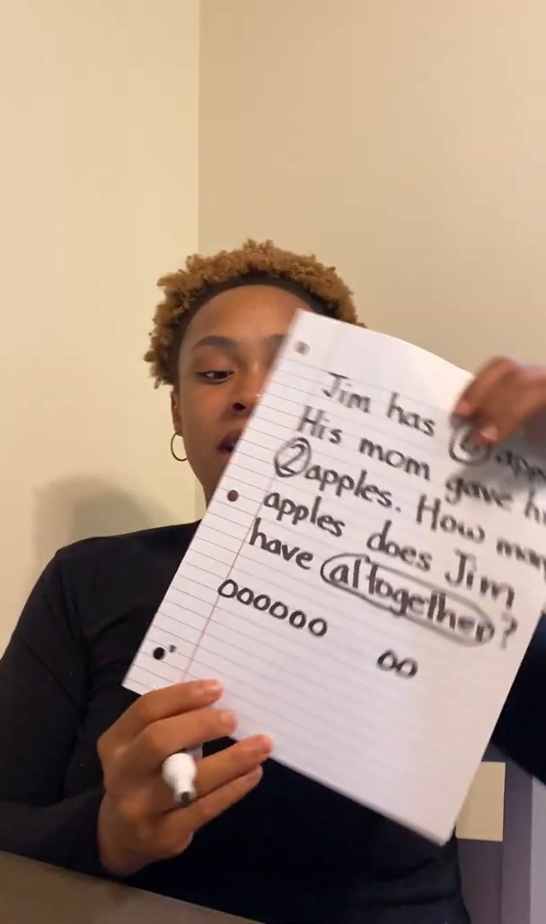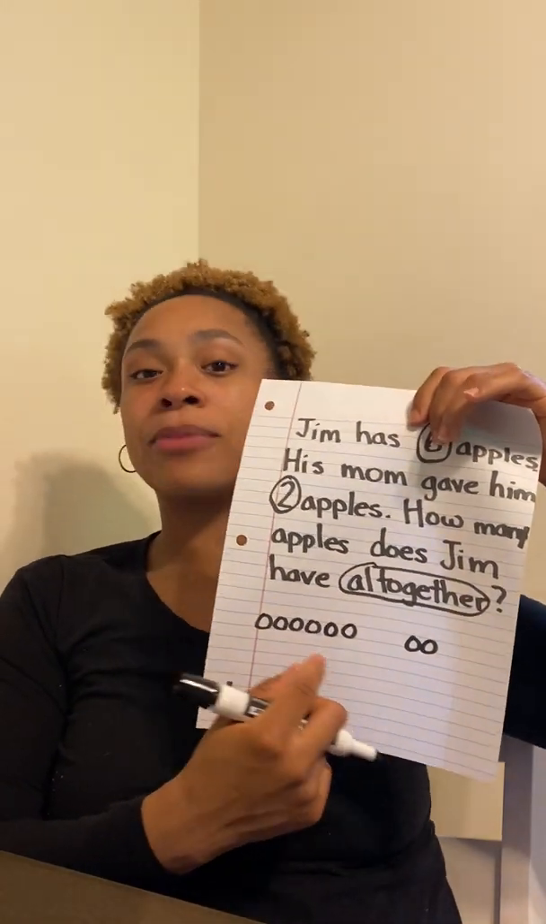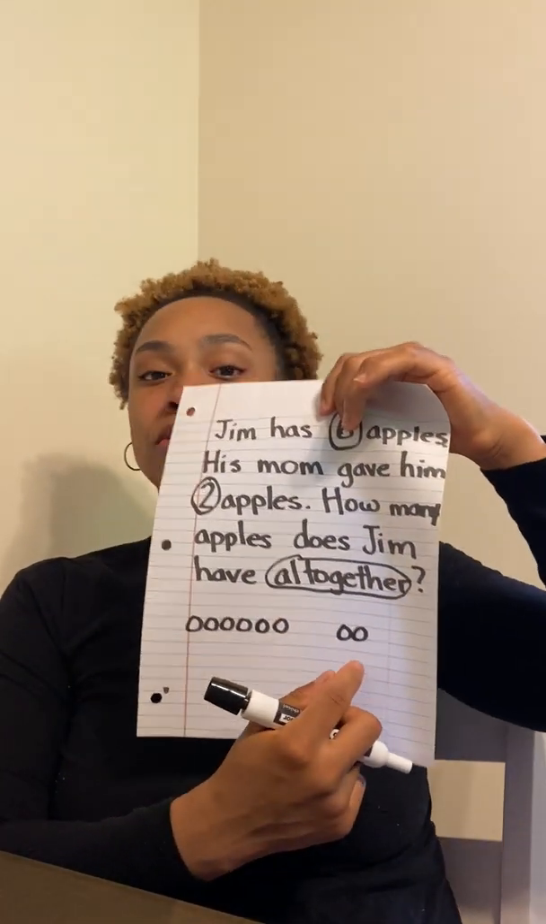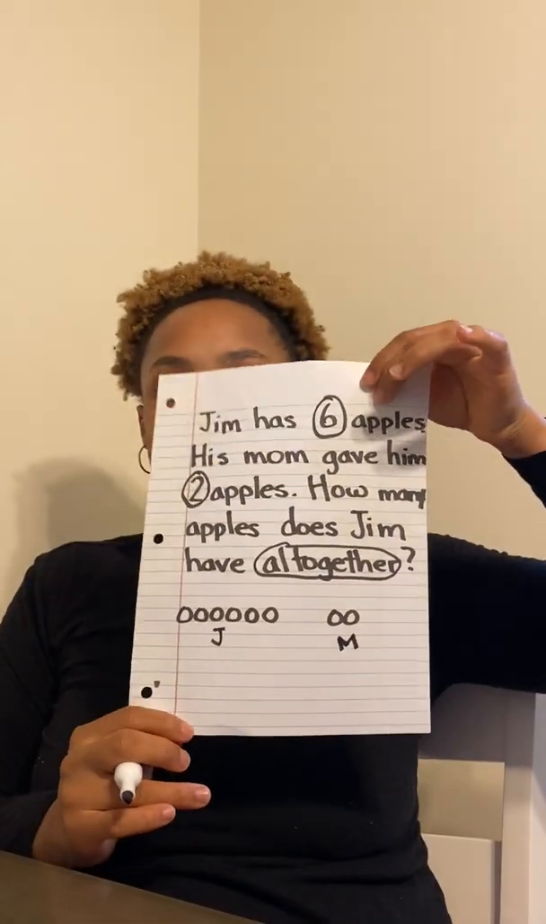It helps to label your drawing. So here I have my 6 circles, which are my 6 apples, and here I have 2 circles, which are my 2 apples. So remember, Jim had 6 apples first, so I'm going to just put a J under the apples. His mom gave him 2, so I'm going to put M under the 2, so my drawing looks like this. This is just to keep you organized.